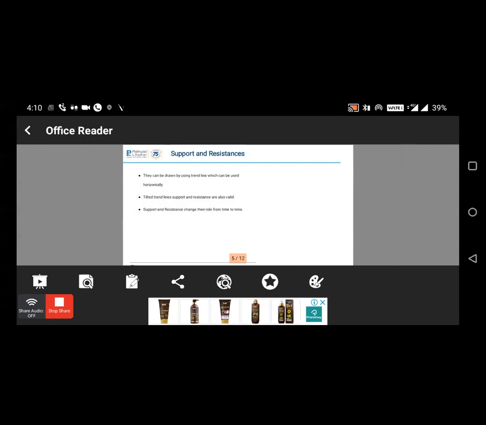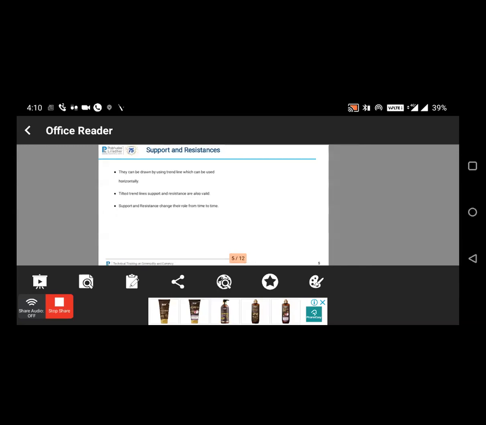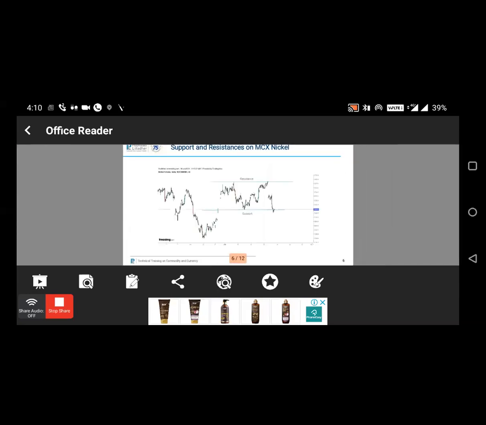Again, in this particular pattern, we really need two touch points on either side. On both the sides, we need two touch points to form this particular pattern. And I have actually shown this pattern on nickel. If you see this, there is a good rectangle pattern coming in. There are two touch points at the upper, which I have shown as a resistance, and two touch points at the bottom, which I have shown as a support.